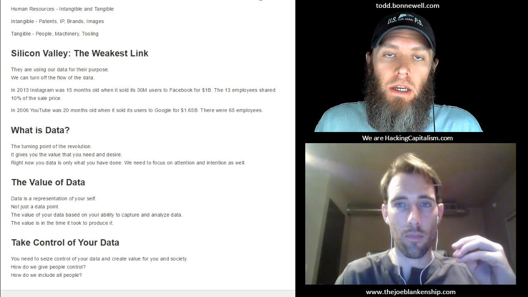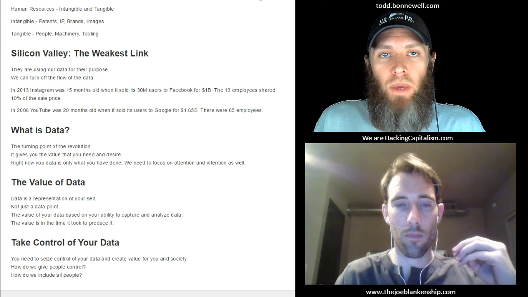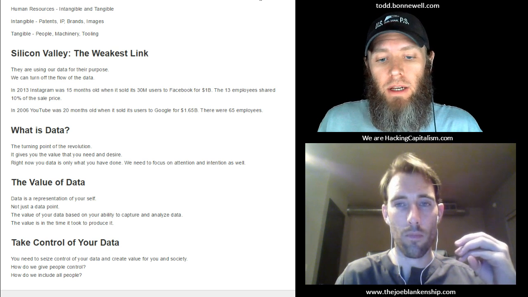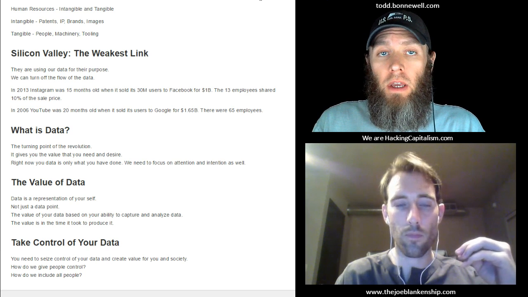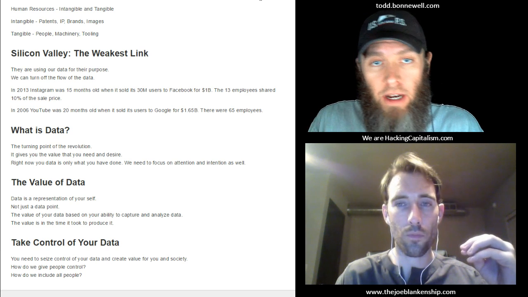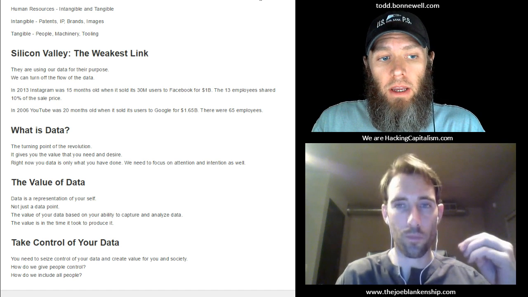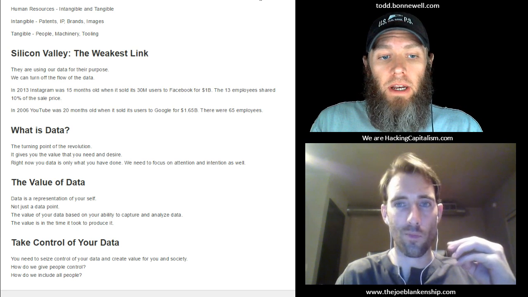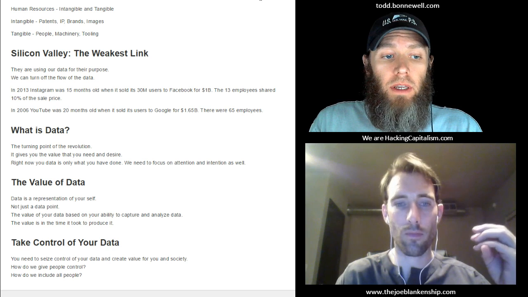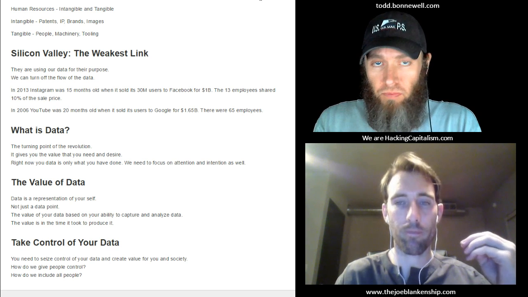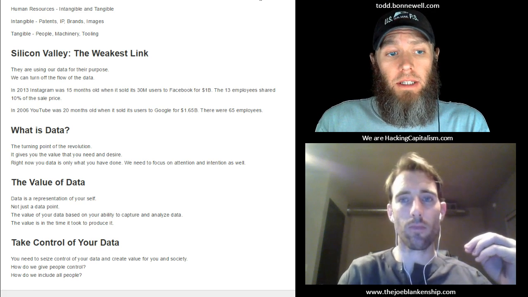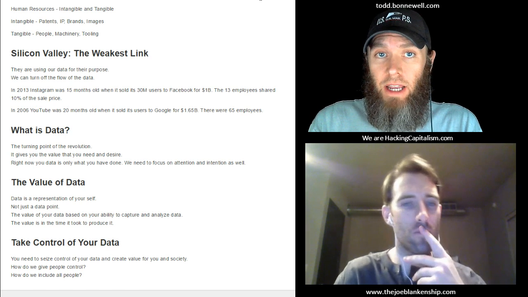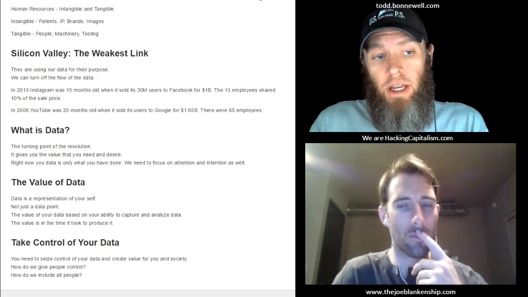So the value is, we can't really just put a number on that data in terms of a value. But I wanted to make the point that value is different for Joe than it is for me. It's also an intrinsic thing. So it's not just a data point. The value of your data is based on your ability to capture and analyze the data. The value is in the time it took to produce it. It's not to be able to measure this specifically, but to say that our past data has a value, our attention has a value, and our intention has a value.